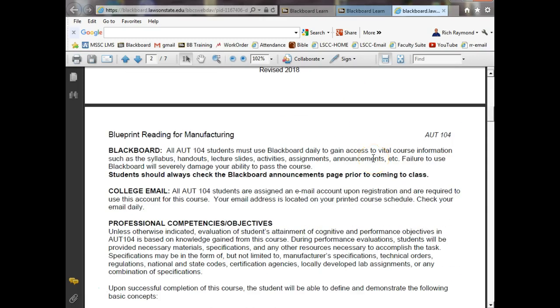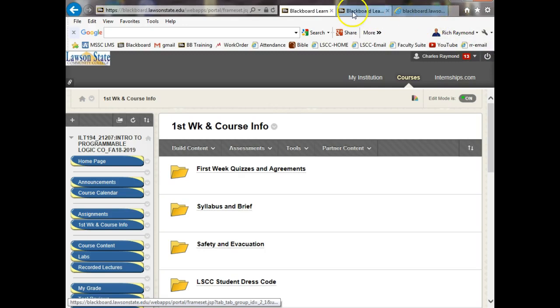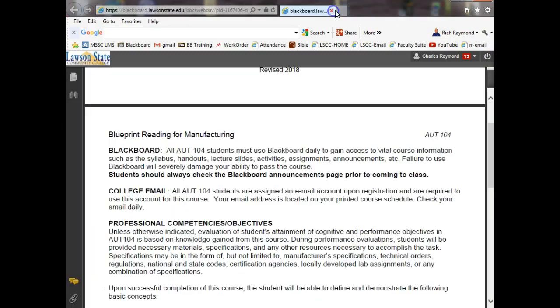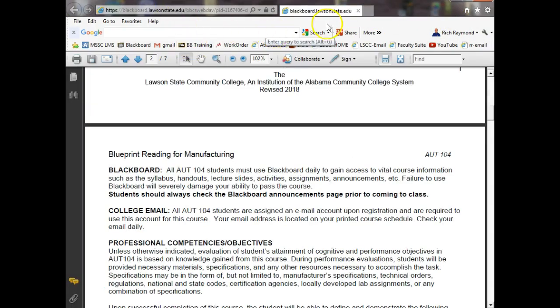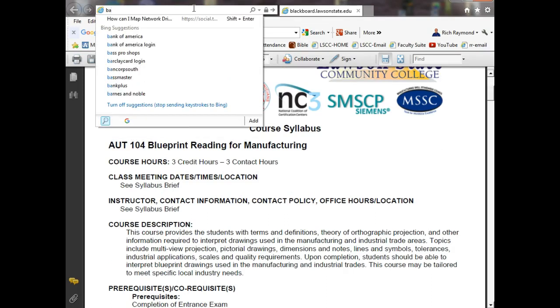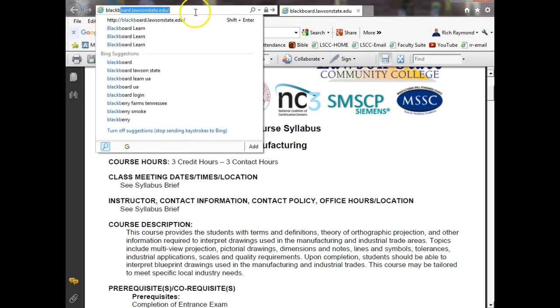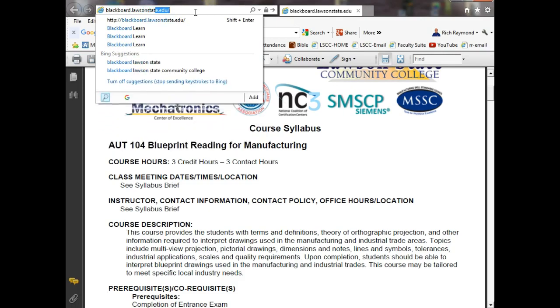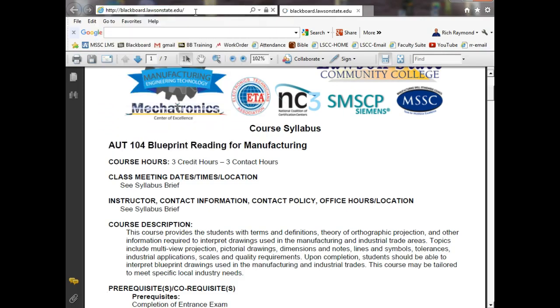Blackboard, everybody okay? Y'all need to show me how to get to Blackboard again. Are you okay there? You'll learn this in your orientation classes. So we can go through the college's website, but the actual address is Blackboard. It's really hard to remember. Lawson State .edu.